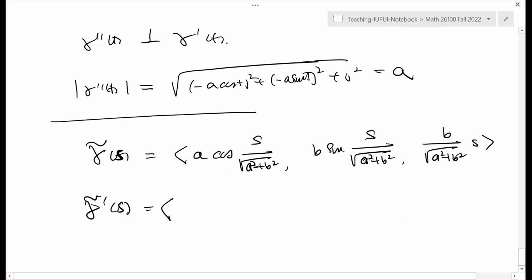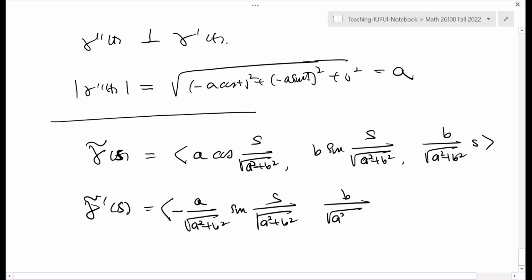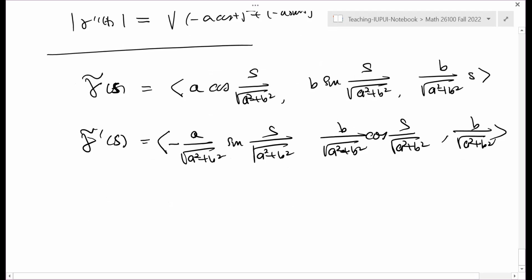the derivative is going to be negative A over the square root of A squared plus B squared times sine, and A times cosine S, and then B. All right, so it looks more complicated. However, the length is going to be only one, okay? So the length is just one. Why? Because it's a square, right? Let's look at the square.